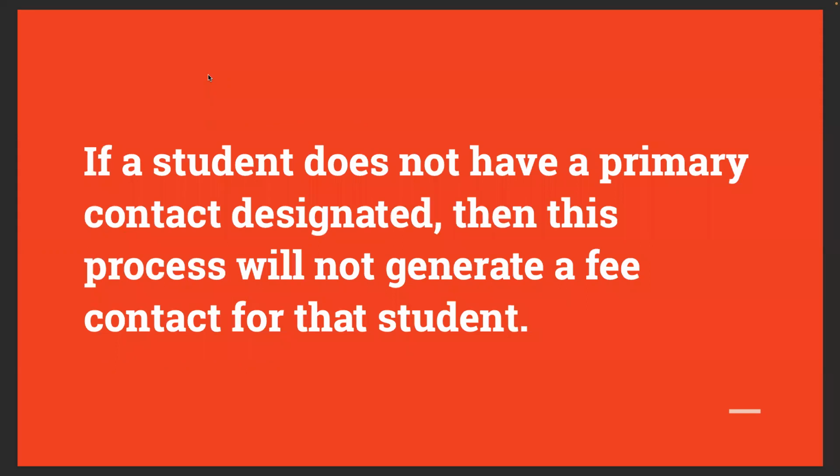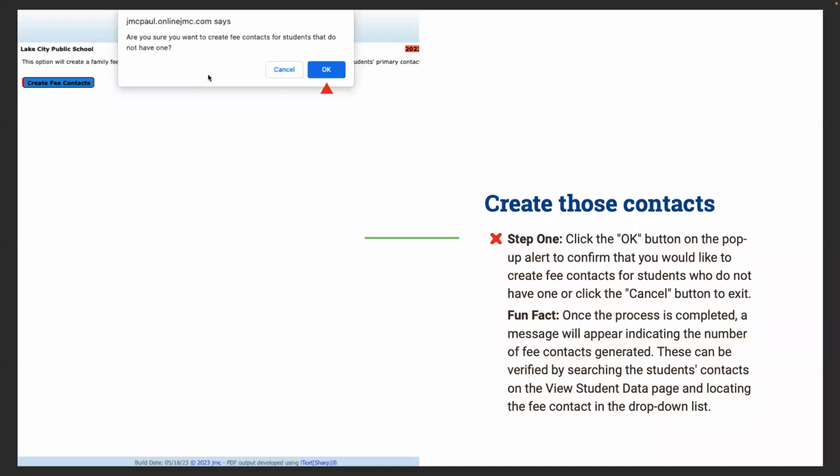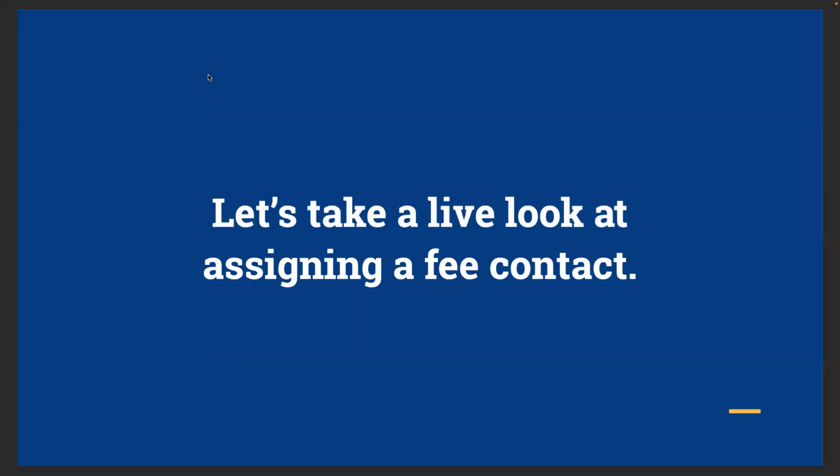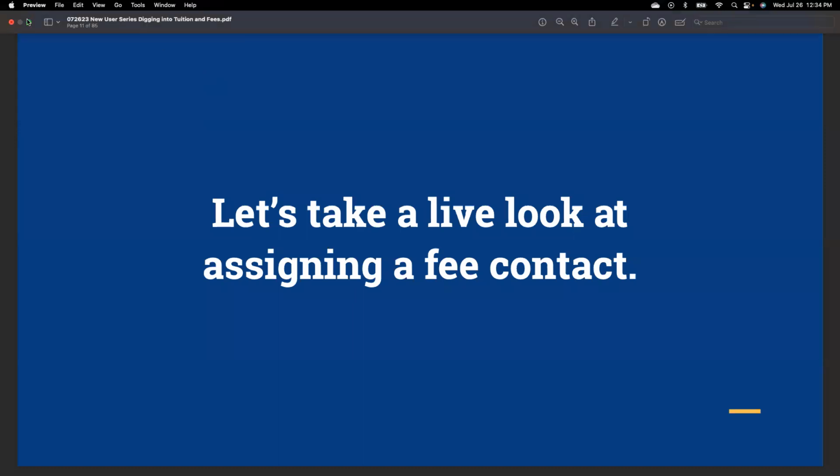If a student does not have a primary contact designated, then this process will not generate a fee contact for that student. Step 2, click the OK button on the pop-up alert to confirm that you would like to create fee contacts for students who do not have one, or click the Cancel button to exit. Fun fact, once the process is complete, a message will appear indicating the number of fee contacts generated. These can be verified by searching the student contact on the View Student Data page and locating the fee contact in the drop-down list. So let's take a live look at assigning a fee contact.